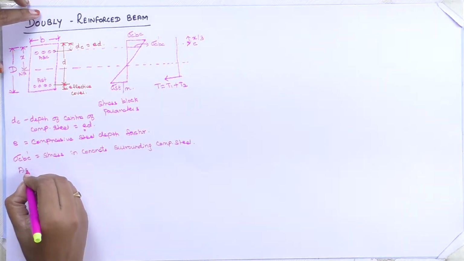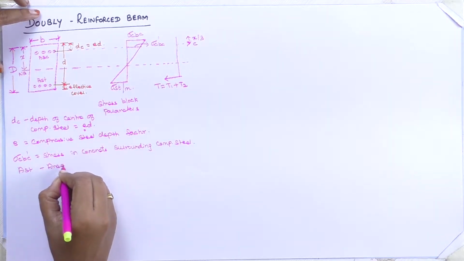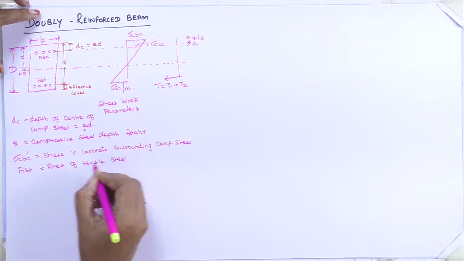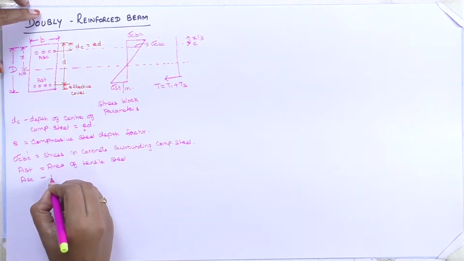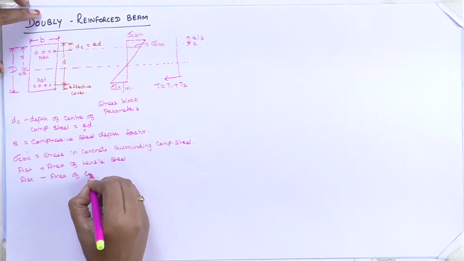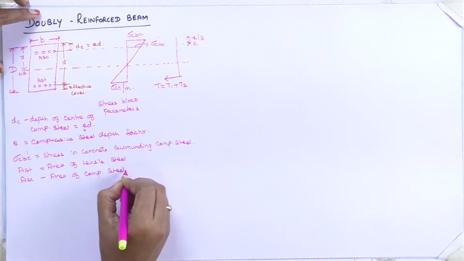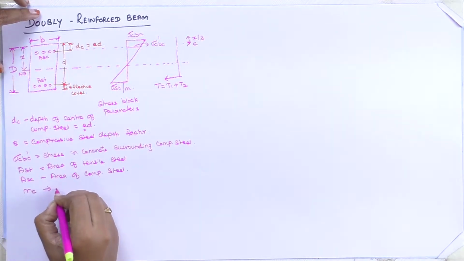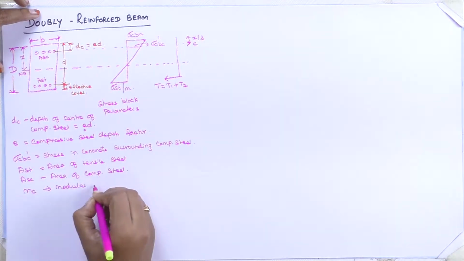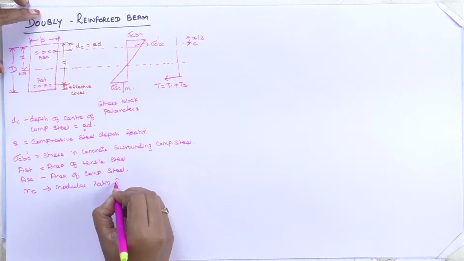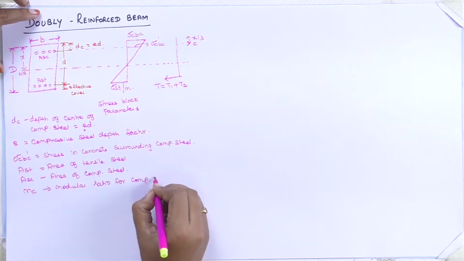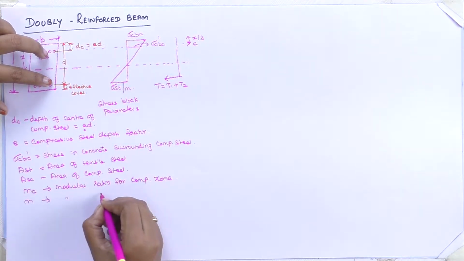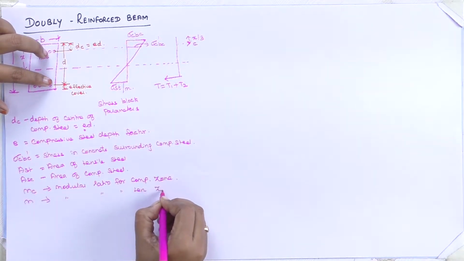Then AST, area of tensile steel, ASC, area of compressive steel. Here we can write mc. mc is nothing but the modular ratio for the compression zone, where m is the modular ratio for the tensile zone.